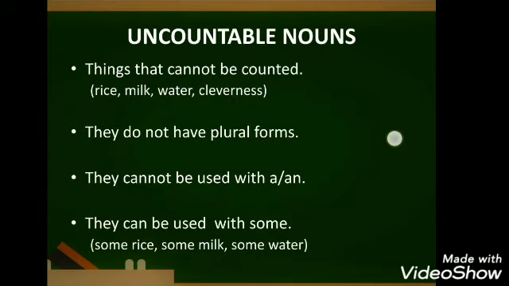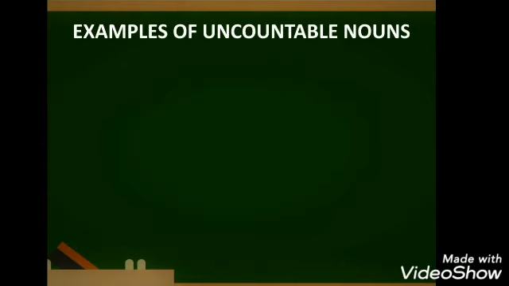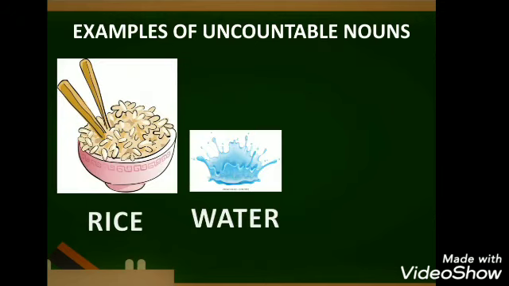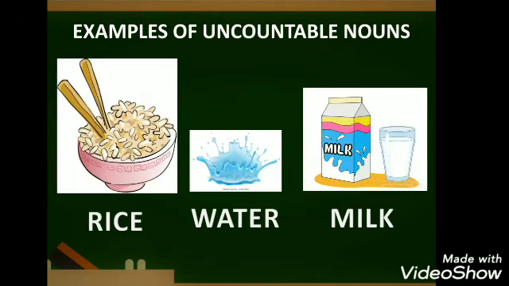Now here are some of the examples of uncountable nouns. Rice, milk, water. We cannot count any of them, but we can add an amount or container or quantity and say a bowl of rice or a bottle of water, a packet of milk or a glass of milk. Some more examples of uncountable nouns are music, love, art, sugar, power, gas, and so on.